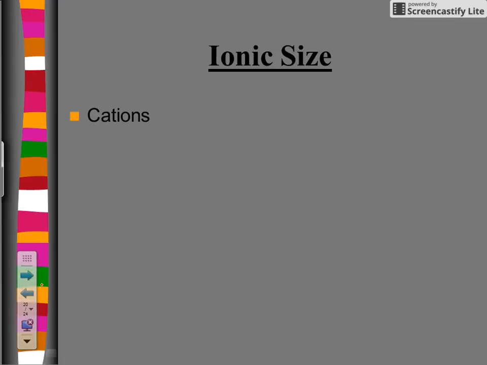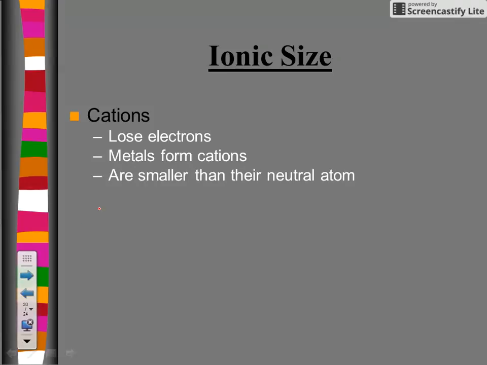Now, while we're talking about the size of our atoms, I also want to talk about the size of our ions. We talked about cations and anions in the last unit. Remember, cations form when an atom loses electrons. We learned that our metals form cations. So when an atom loses electrons, and it will be a metal atom, it would be forming a cation. What happens is your cation is always going to be smaller than its neutral atom.